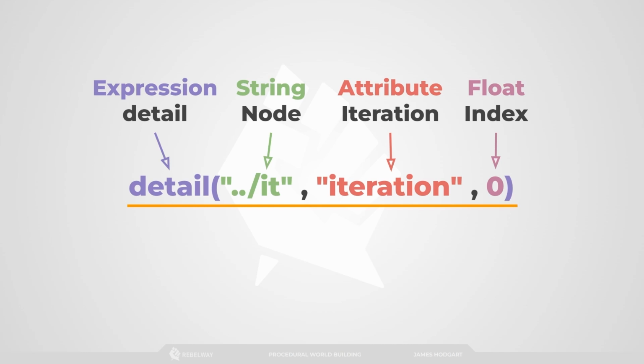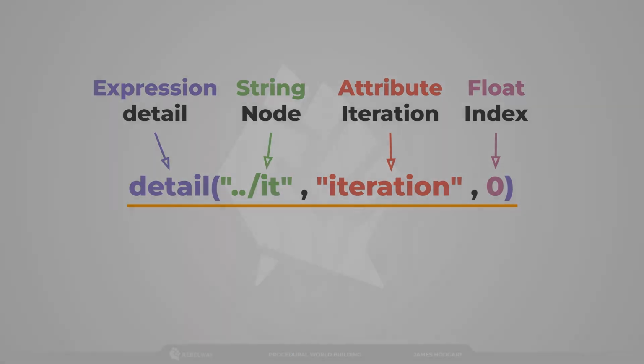The string asks us the node location. So this node is called IT, and then the attribute name within that node. And finally, we're looking for the index. Now, you also notice that we don't have a semicolon here. We don't need that whilst we're working within the channels. So this will get us so far. Let's just go back to Houdini.